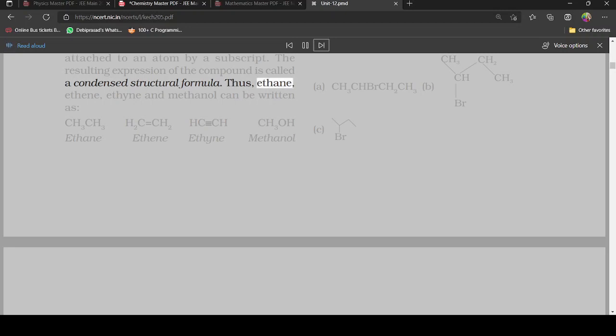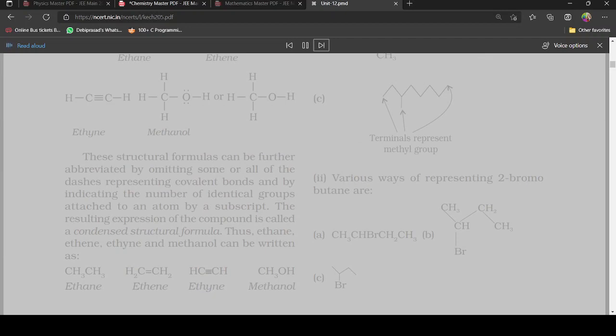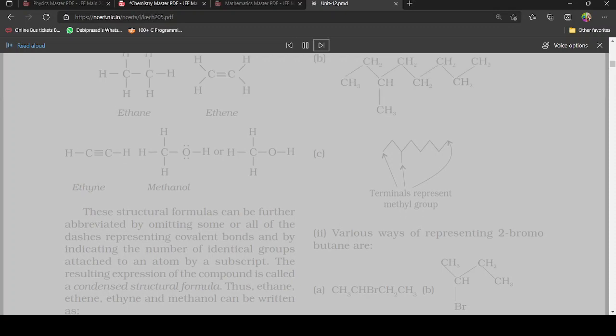Thus, ethane, ethene, ethyne and methanol can be written as CH3CH3, H2C=CH2, HC≡CH, CH3OH. Ethane, ethene, ethyne, methanol. 2-bromobutane can be represented in various ways as A. CH3CHBrCH2CH3. B. C.